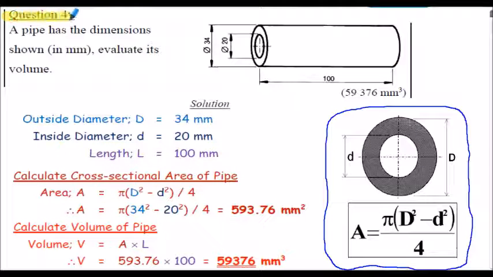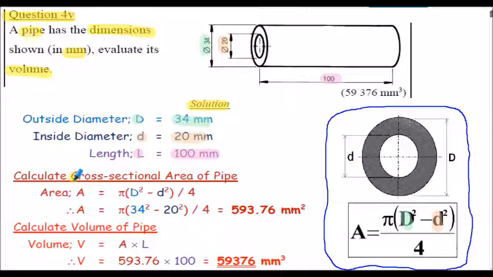Question 4V, here's the solution. So the question gives us the dimensions of the pipe, shown in the sketch here, and dimensions are in millimeters, of course. We've got to calculate the volume of this pipe. So the outside diameter, capital D, from our sketch is 34 millimeters. So we know our outside diameter. The inside diameter of the pipe, lowercase d, is 20 millimeters. We have lowercase d. And the length of the pipe in this case is 100 millimeters, so shown here.